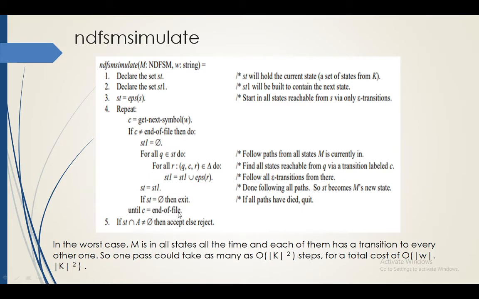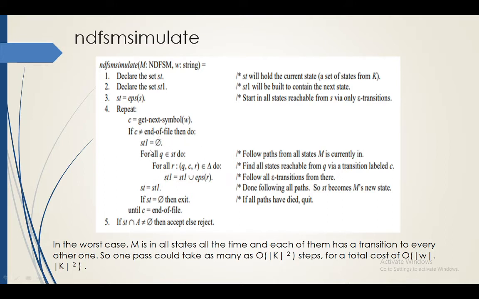Until C reaches the end of the file. So what is there in the fourth step? First we take one variable, small c, which takes the next symbol from the string W. Suppose my W has 5 characters. The first character will be read and stored in C. Next we check whether C is the end of the file, whether it has reached the end of the string. If it is the end of the string, then we set ST1 equal to null.